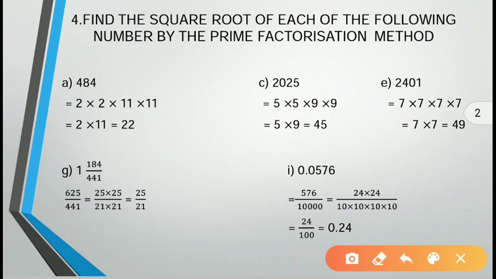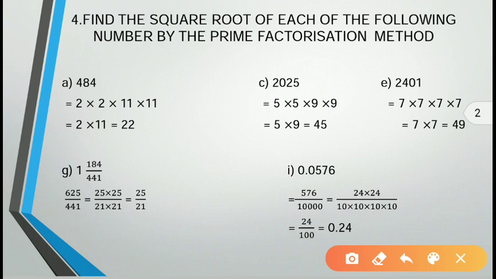Next question, 2401. When you factorize it you will get this. When you start making pairs you will get this as one pair, this as another pair. From this pair you write only one time 7, then after that multiply. From this pair write only one time 7, their product will give you 49. This is your answer.